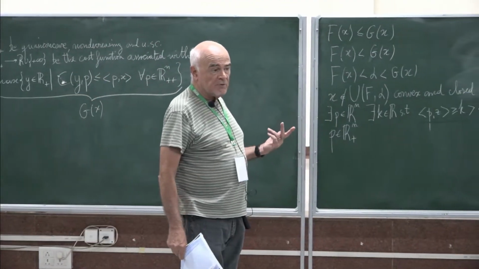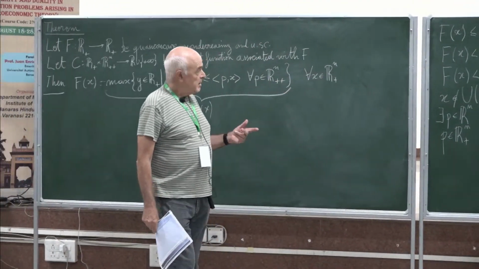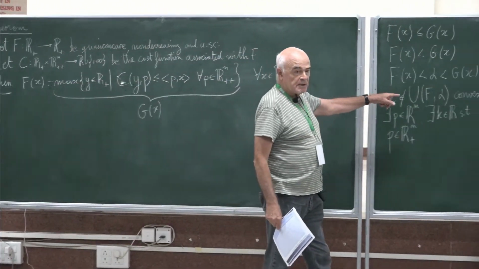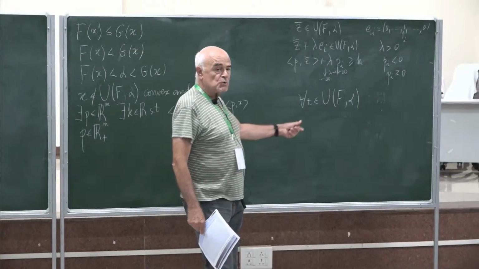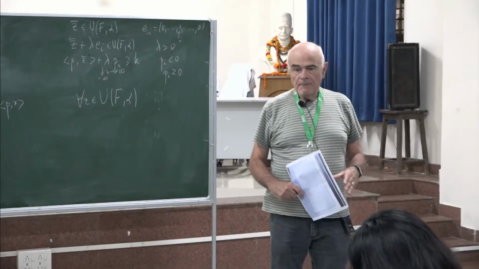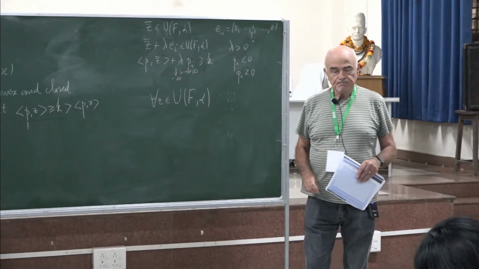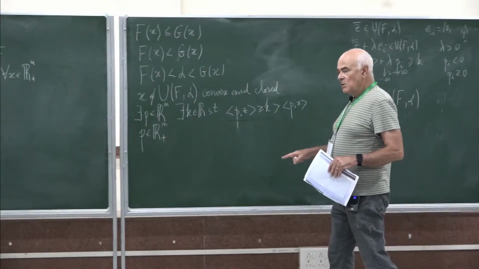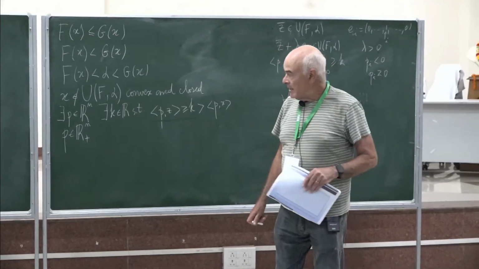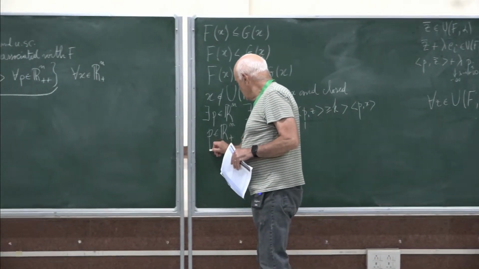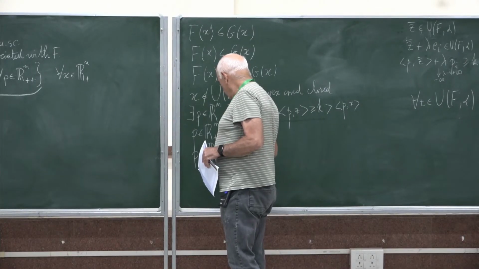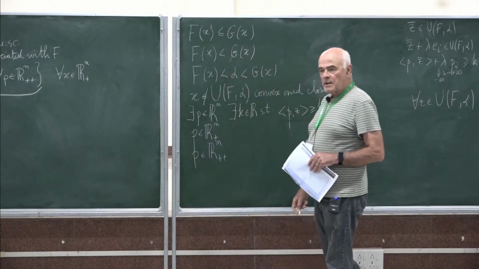So I'm using every assumption. I use that it is quasi-concave and upper semi-continuous to say that the upper level set is convex and closed, and now to prove that P is non-negative, I use the non-decreasingness. But this is not enough to say that P is a price vector. I need P to be strictly positive. And how can I achieve that?